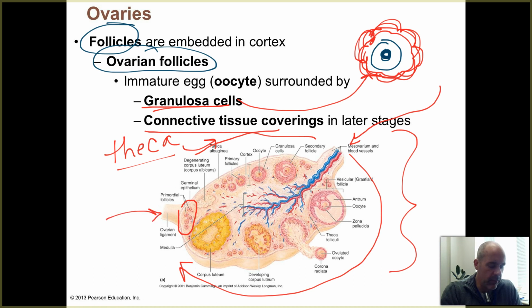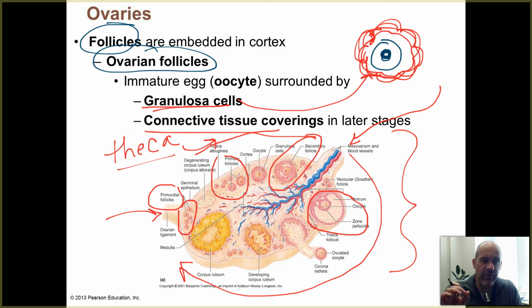So right here, these are called primordial follicles, and we'll be talking more about these, so I'm not going to spend a whole lot of time on them on this slide. But those develop into what are called primary follicles, which eventually become secondary follicles, and secondary follicles can become a mature follicle.